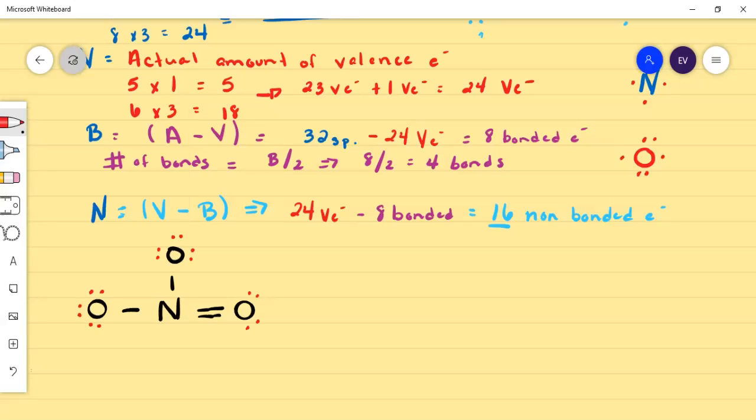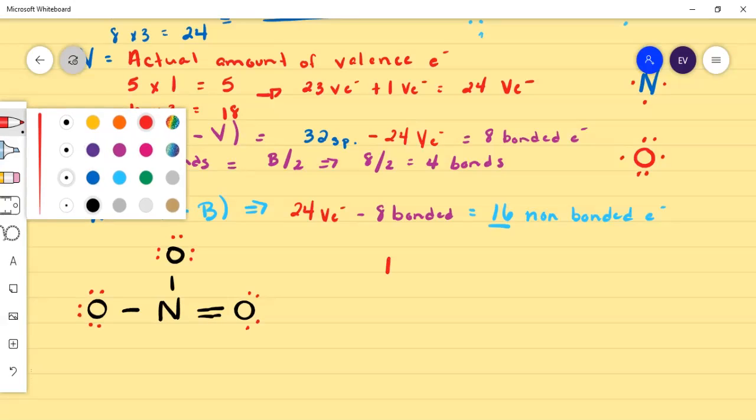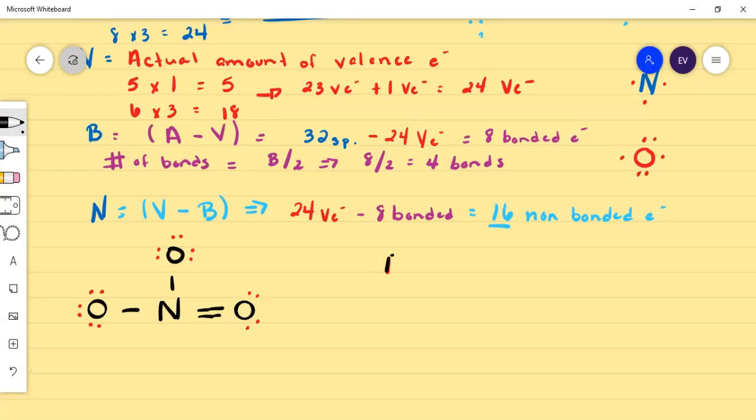Now, we have to make sure that this is the final structure. So in order to do that, we have to calculate the formal charge. Okay? Let me go ahead and change this to blank again. So formal charge, right, is equal to the valence electrons minus the non-bonded electrons minus the number of bonds, which is bonded electrons divided by 2. Remember that?